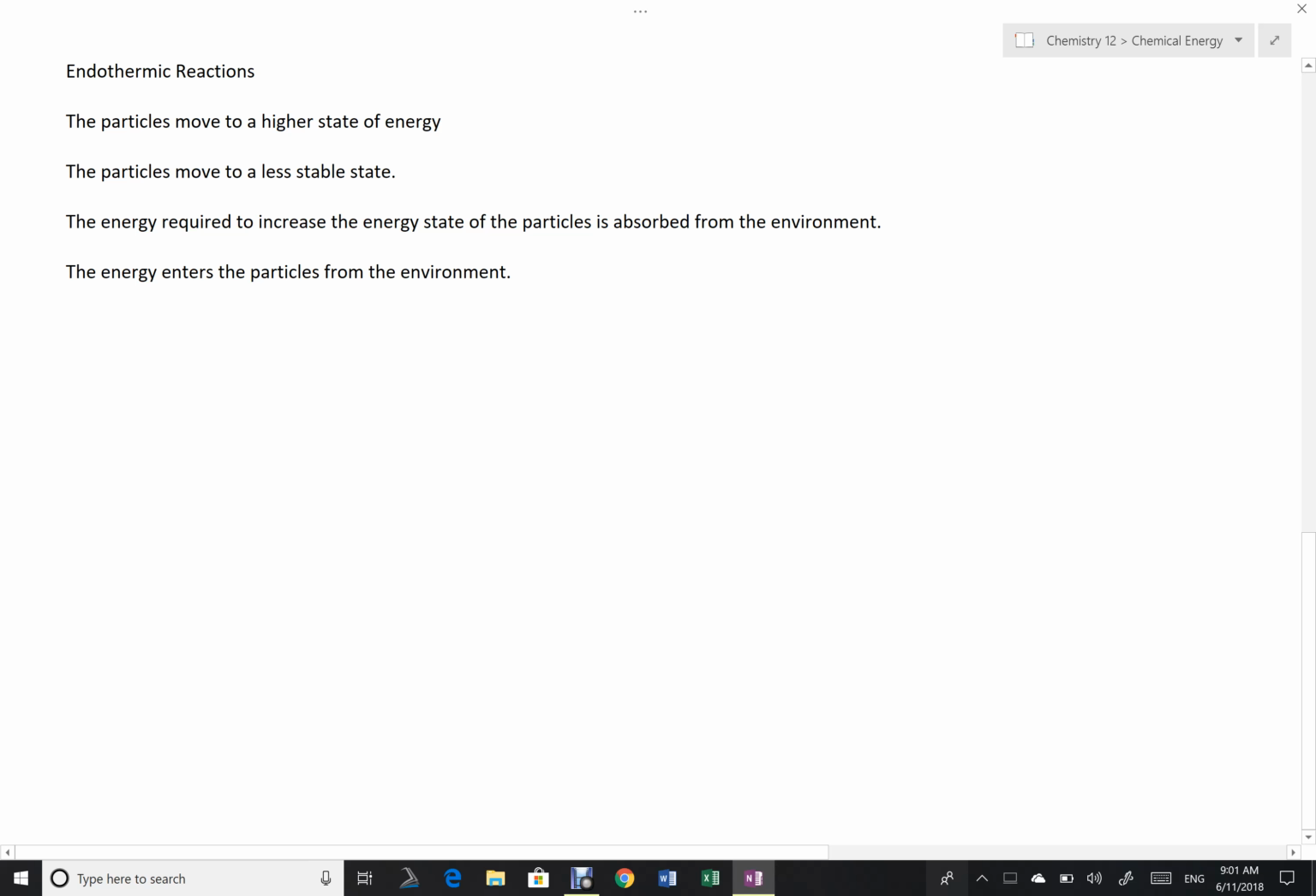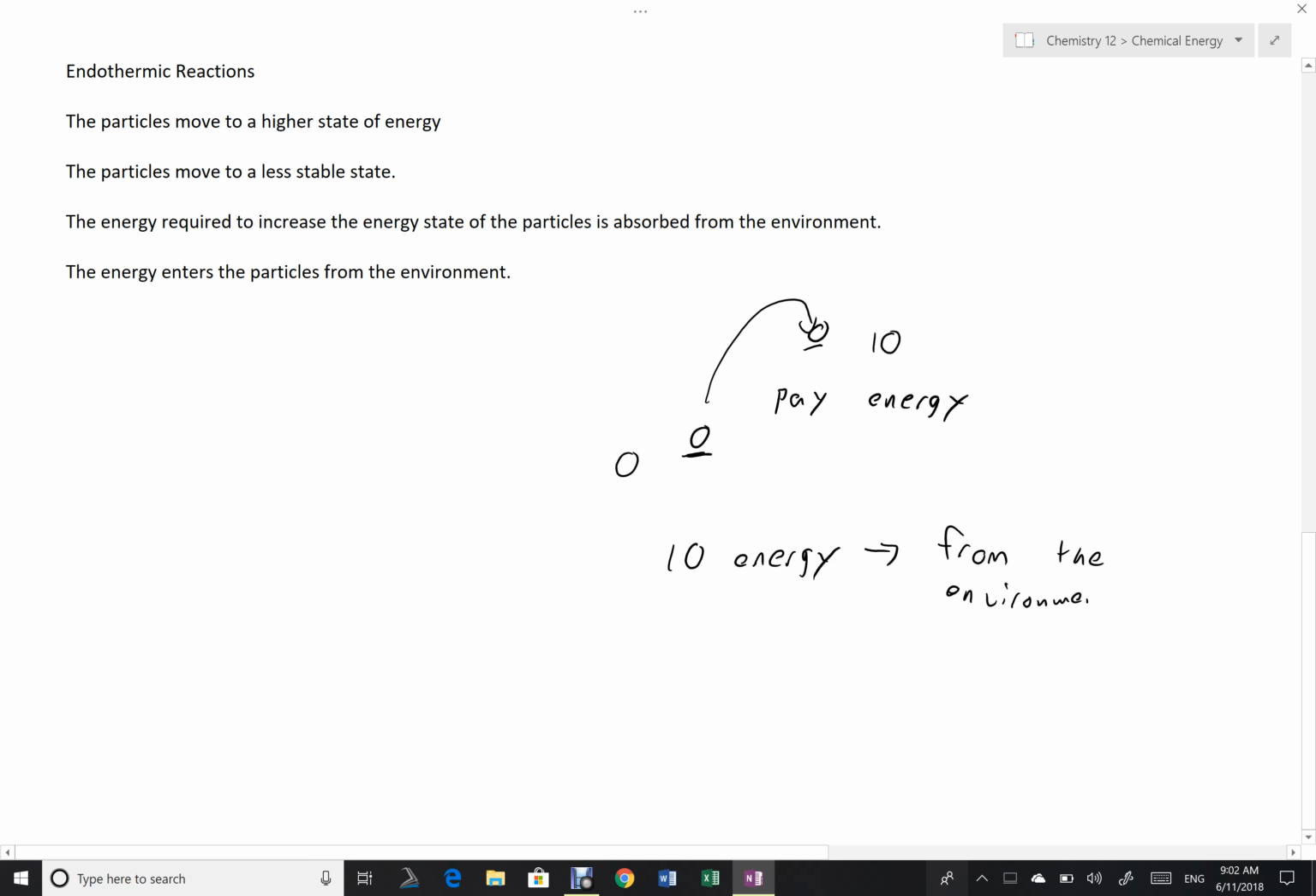Here the particles are moving from a low energy state to a higher energy state. When they do that, you have to pay energy to get them to move up. What that means then, if let's say this one's 0 and this one's 10, then it's going to cost 10 to get up there. That 10 energy has to come from somewhere. So it comes from the environment. What that means then is these particles are actually going to a less stable state from an energy perspective. I know that should mean that it doesn't happen, but it can still happen.